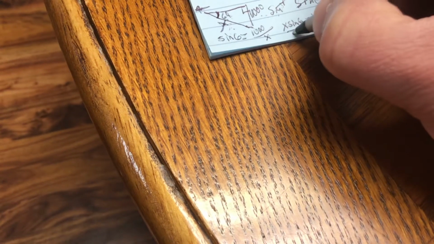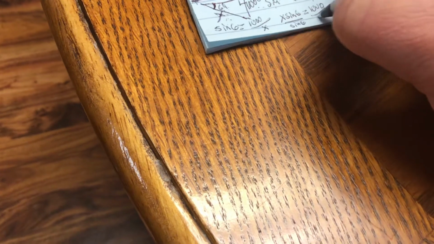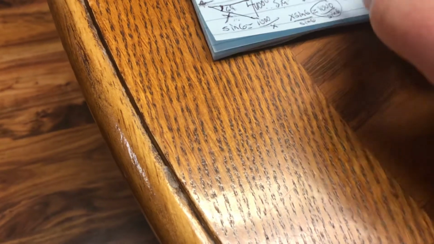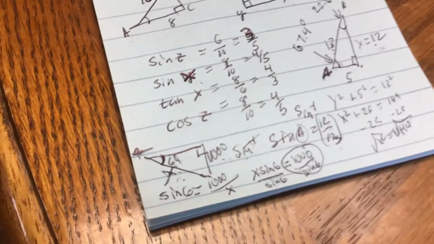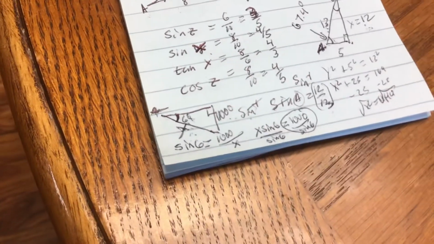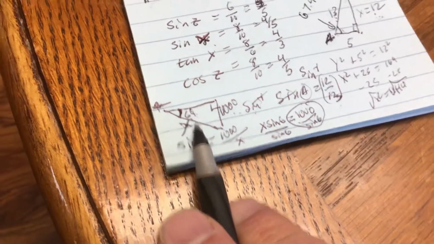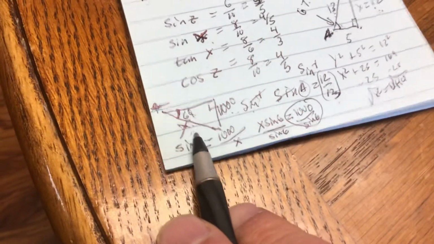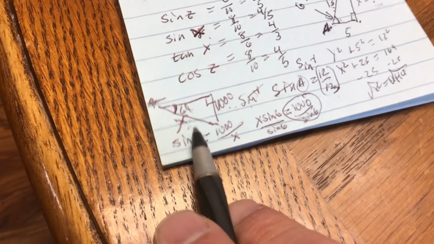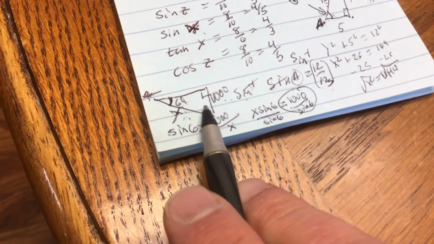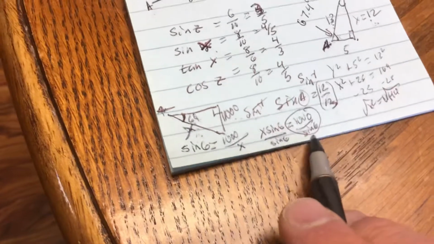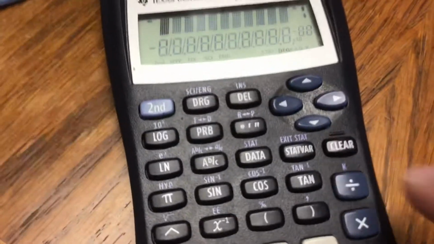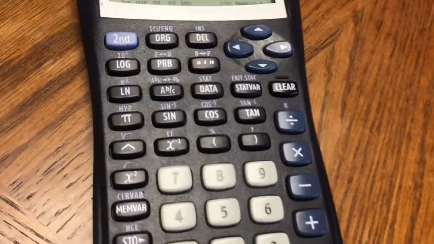Now I want to divide both sides by sine of 6. Here, I have 1,000 divided by sine of 6. I am not finding an angle. I'm finding a side length. When you find a side length, do not use the second key. Do not use inverse sine or inverse cosine or inverse tangent, whichever one you're doing. In this case, I'm going to use just the sine key on my calculator. So as you look at your calculator again, I'm looking for a side length. Do not use second sine, cosine, or tangent. Just hit sine on this one.